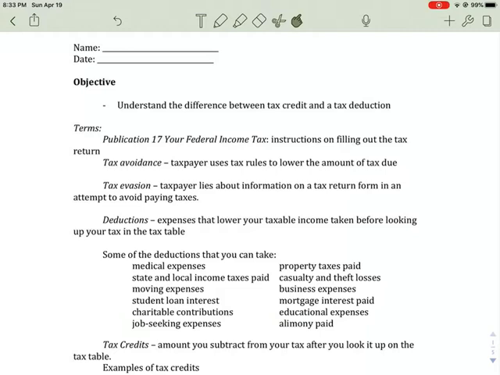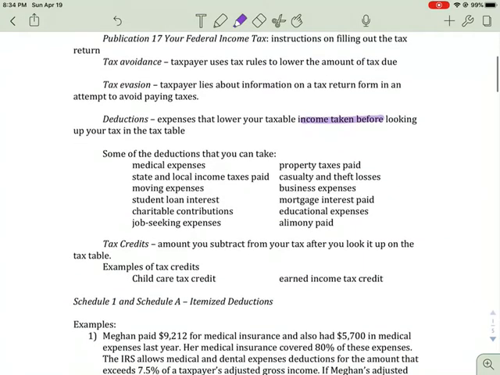We can legally reduce our tax liability by using what are called deductions. The big thing about this is that these deductions are taken before you look up how much tax you're going to pay in the tax table. Medical expenses, student loans, and educational expenses are just a small list of things that you can deduct before looking up your taxable income. Now, tax credits are things that you subtract from your tax amount. This is done after you look it up in the tax table. So deductions are before, credits are after.